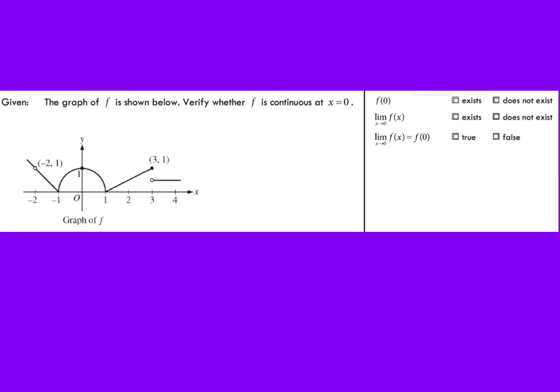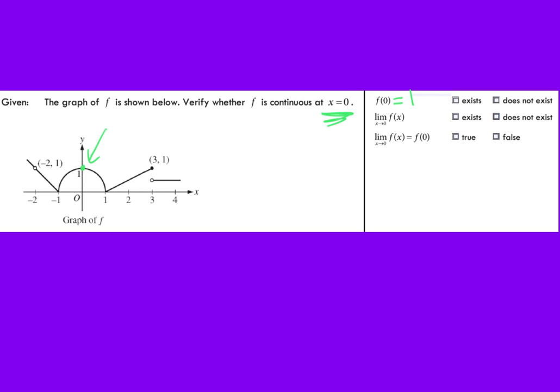Okay, next example, we're looking at a graph. Is f continuous at x equals 0? It's kind of obvious just looking at this graph, but we still have to follow the steps for practice. Okay, so f of 0. What is f of 0? Looks like it is 1.